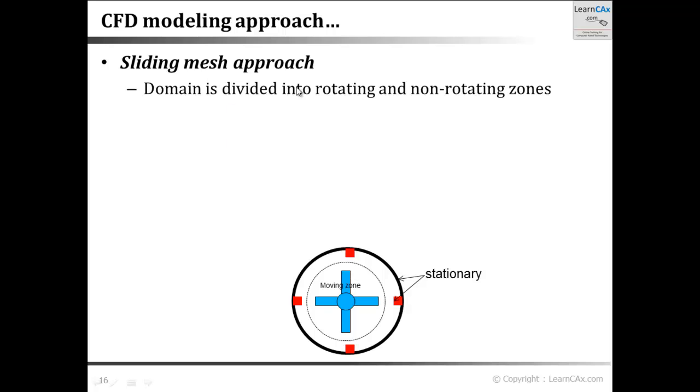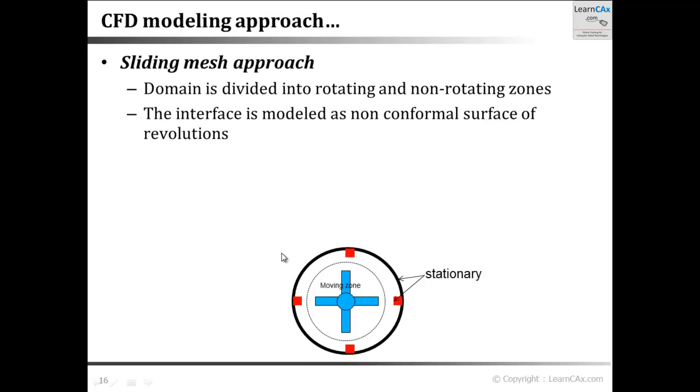So our domain is again divided into rotating and non-rotating zones. The inner zone is the rotating zone, whereas the rest of the volume is a stationary zone. This interface that we are seeing, the dotted circle, is a non-conformal surface of revolution, which means that this interface is actually sliding or rotating.